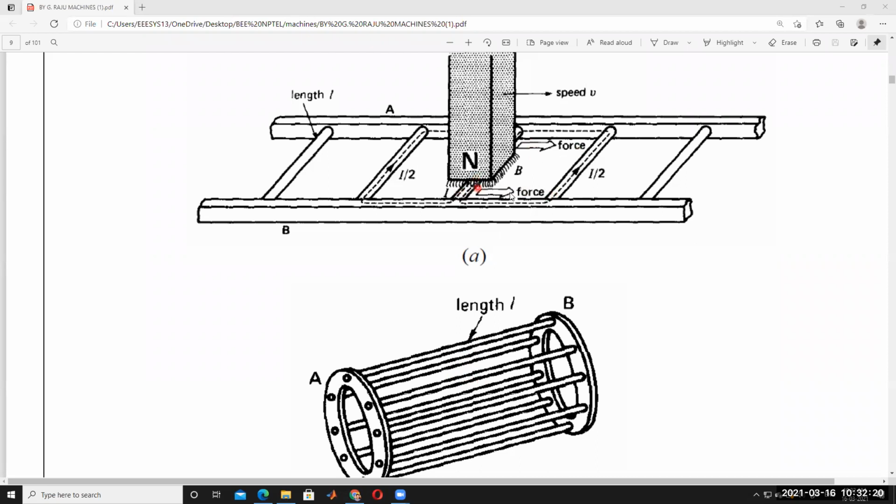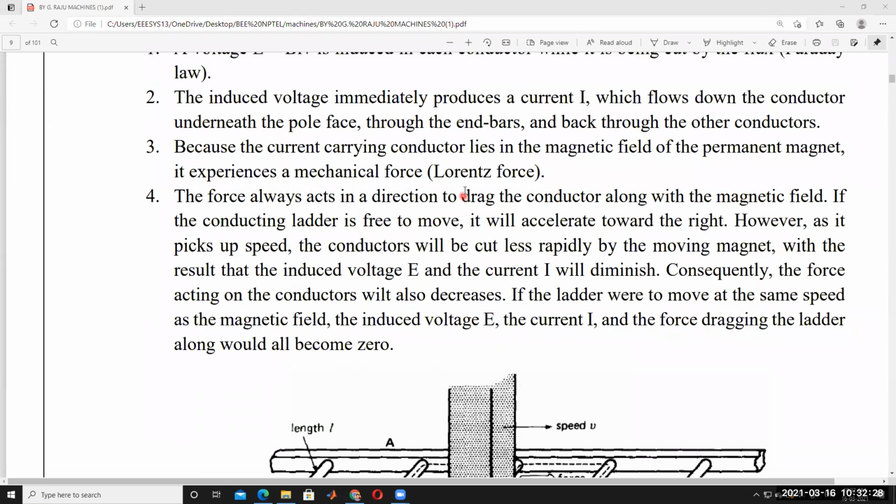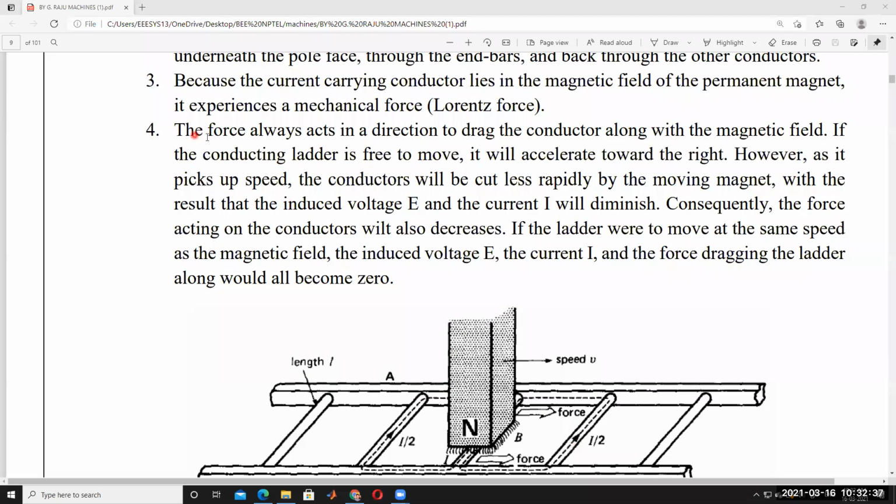Because of the magnetic field, there's an interaction between these two because of that current. That is called the Lorentz force. In this way, this induction motor is trying to rotate. This force always acts in a direction to drag the conductor along with the permanent magnetic field.